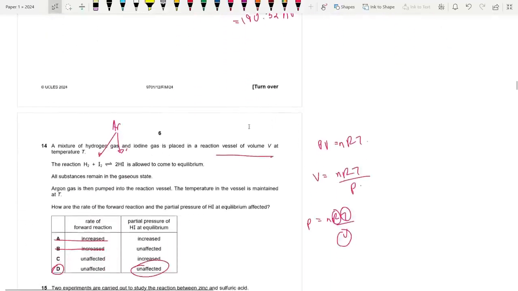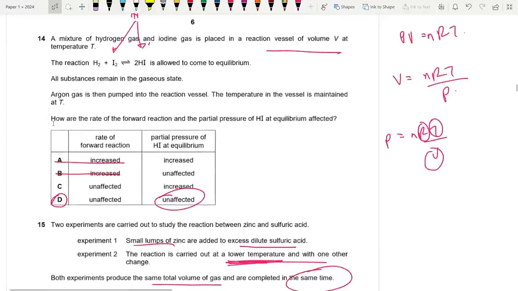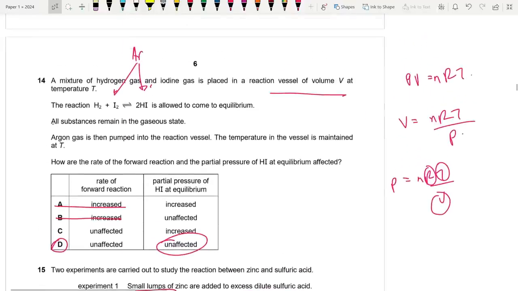Moving on to question number 14. A mixture of hydrogen gas and iodine gas is placed in a reaction vessel of volume V and temperature T. The reaction is allowed to come to equilibrium. All substances remain in the gaseous state. Argon gas is then pumped into the reaction vessel. The temperature in the vessel is maintained at T. How are the rate of forward reaction and the partial pressure affected?